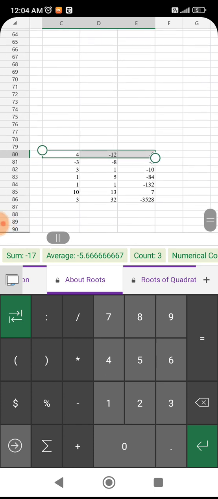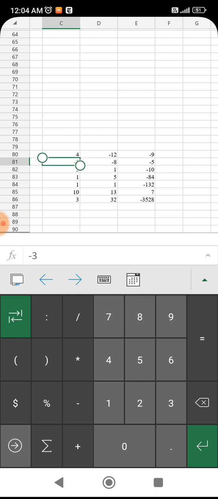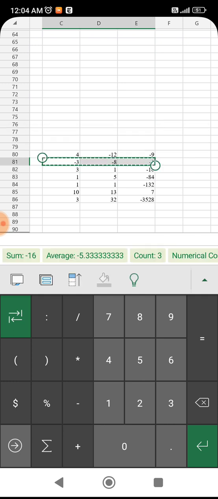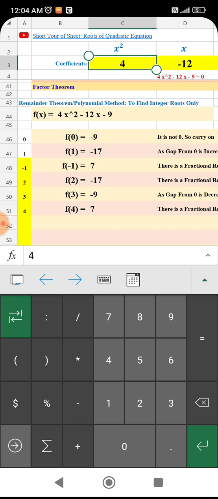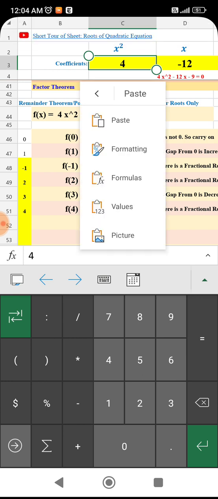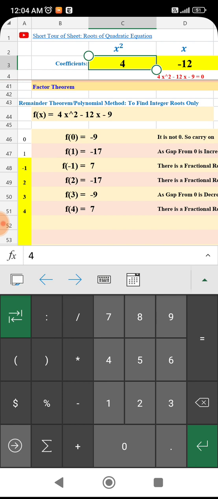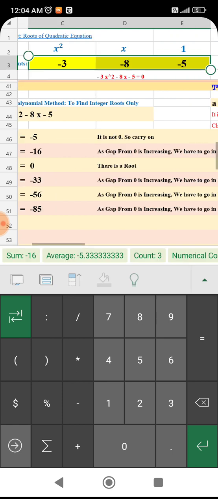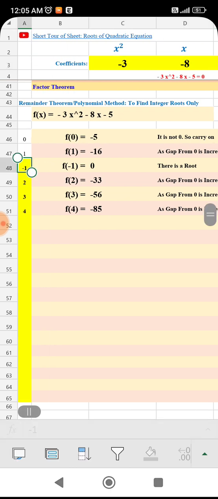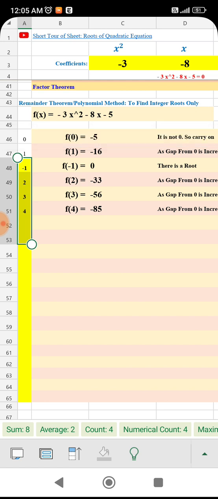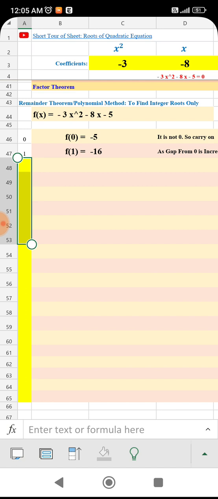So I am going for another problem. Okay, let's see this problem. I am changing the equation. Paste values. Don't paste automatically, otherwise it will change and thereafter you will face problems. Always paste by values. And clear these things. For the new equation, you have to clear everything and start from the very beginning.